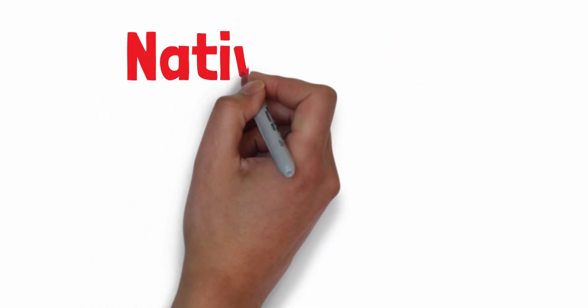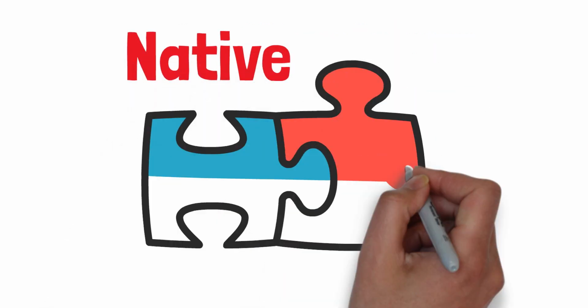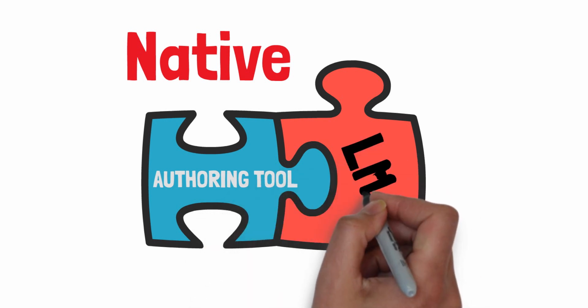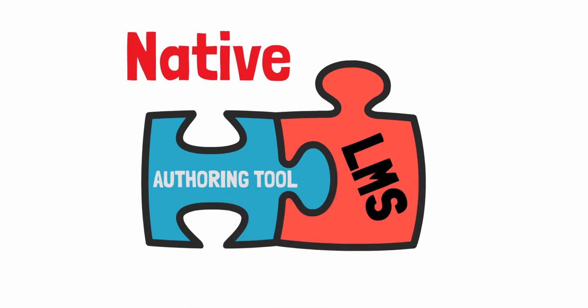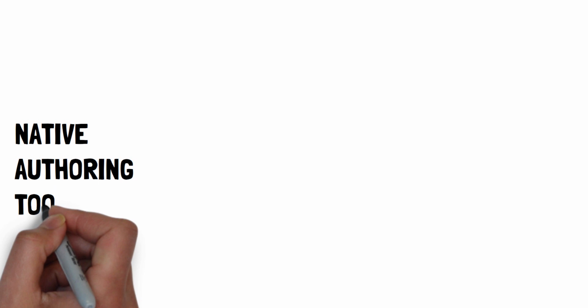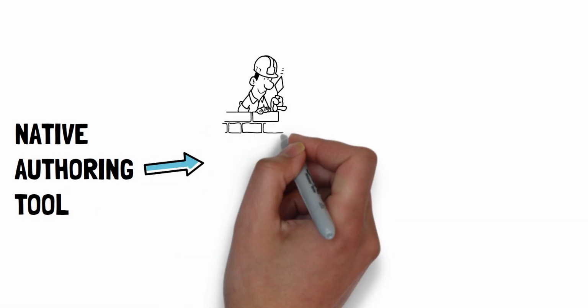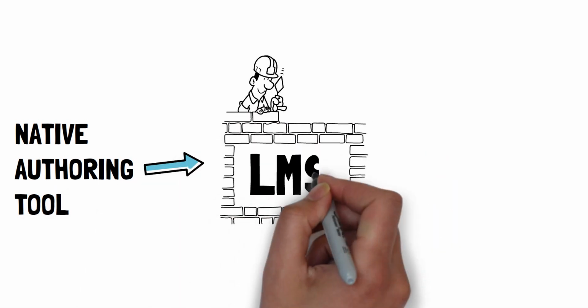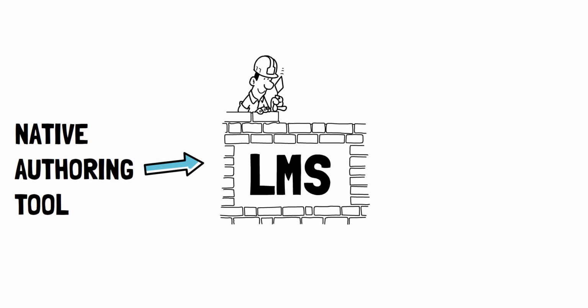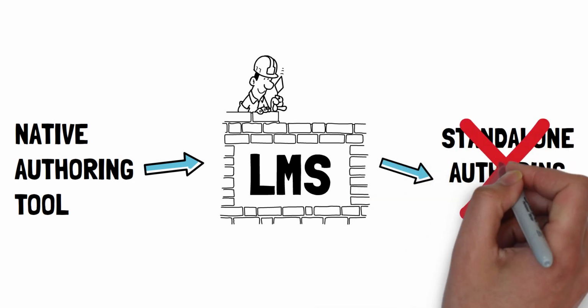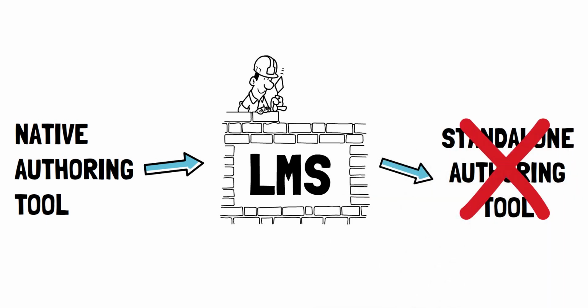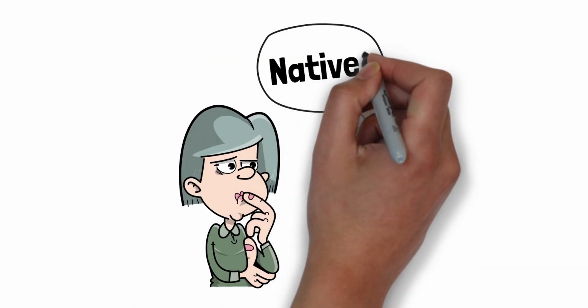So a native authoring tool is an authoring tool that is a part of an LMS, a learning management system. A native authoring tool allows you to build out a course within an LMS, and you don't have to use a standalone authoring tool because you can do it all in the LMS. So what are some examples of native authoring tools?